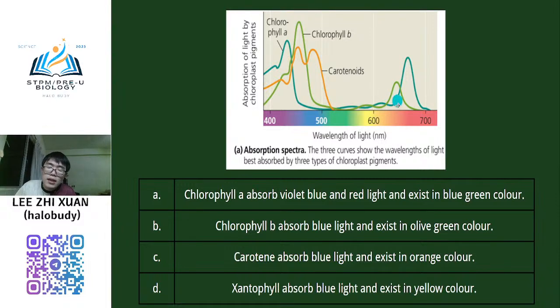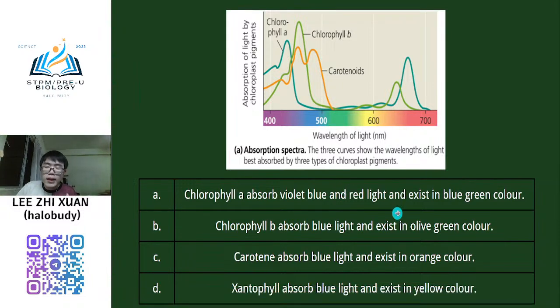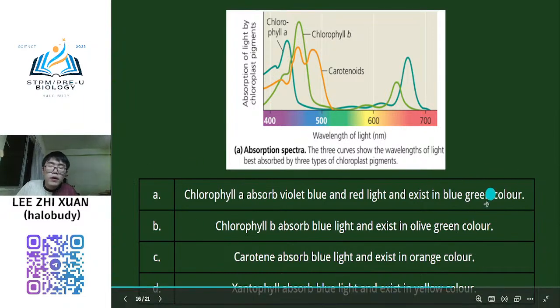This one is roughly the orange color. And then the carotene normally absorbs blue light and appears in orange color. And another one, xanthophyll, will also absorb the blue light and appears in yellow color. So you need to know what kind of color each absorbs. Normally chlorophyll A will give blue-green and chlorophyll B will give green. So this is why chlorophyll exists.